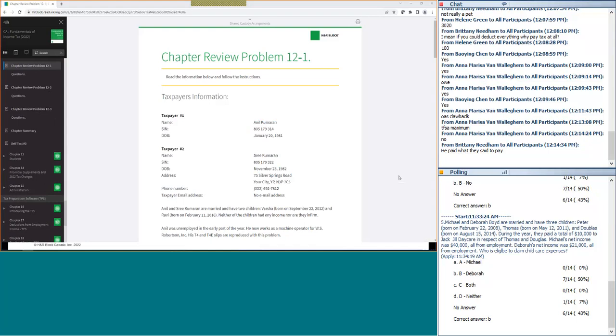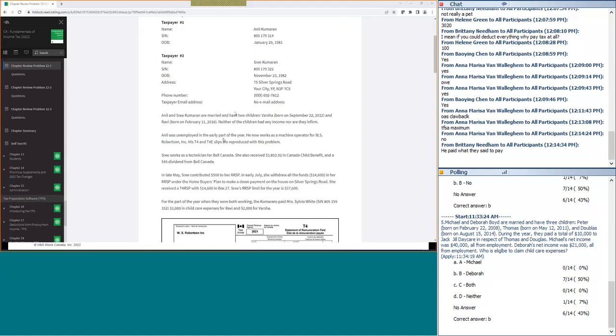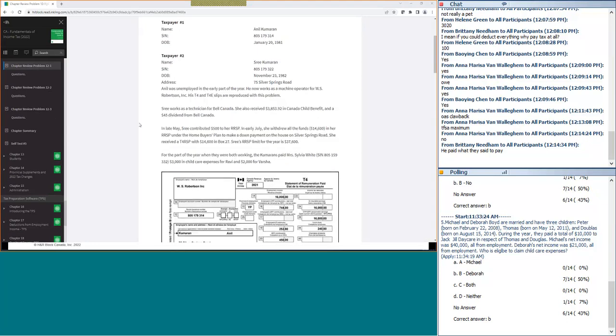So this is one of the most difficult ones in the book. It's Anil and Sri Kumaran. They have 2 children, Varsha and Ravi. Neither child had income. Neither of the children is infirm or disabled. Okay. Anil was unemployed in the early part of the year, and then he got a job, so we have a T4 and a T4E for him.